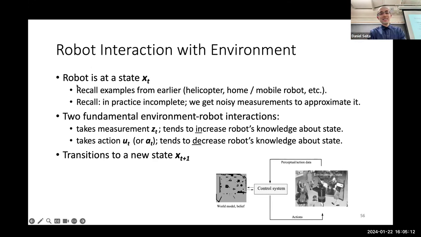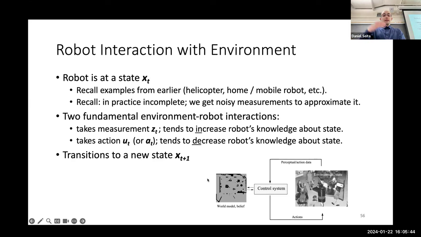Now in practice, the state is incomplete. If you have a robot that's navigating through a home, the state might be everything that's in your home, like all the objects, all their poses and so on. But we really only have observational data, so we have partial information. And that's where the noisy measurements come in, maybe from a camera, a tactile sensor, or many other sensors that exist.